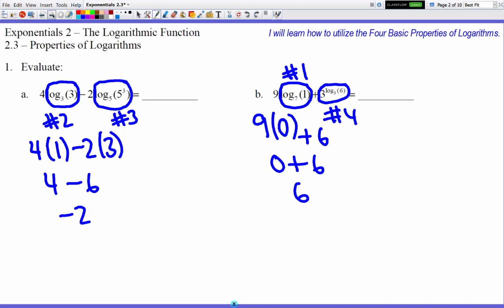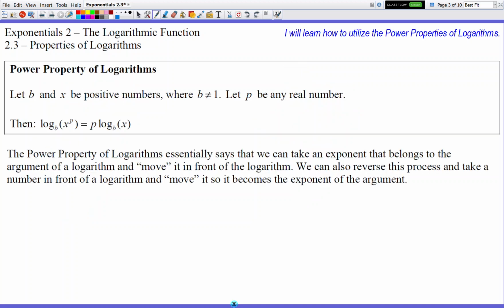All right, so let's move on to the next different set of problems. Let's move on to property 5. They don't really officially call this property 5, but I'm just going to call it property 5.